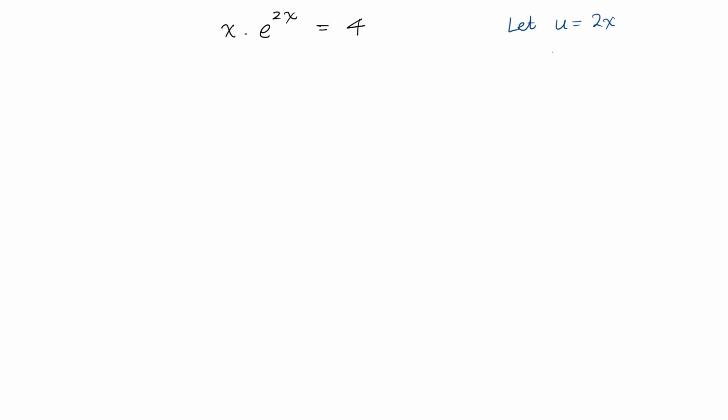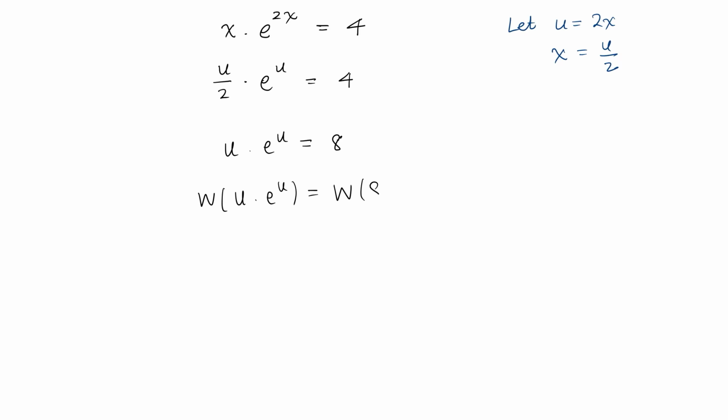That means x is going to equal u divided by 2. So my equation is now going to be u divided by 2 multiplied by e to the u, and that's equal to 4. Now I'll cross multiply, I'll take the 2 across. So u multiplied by e to the u is going to equal 8. Now I can take W of both sides, so apply the Lambert function.